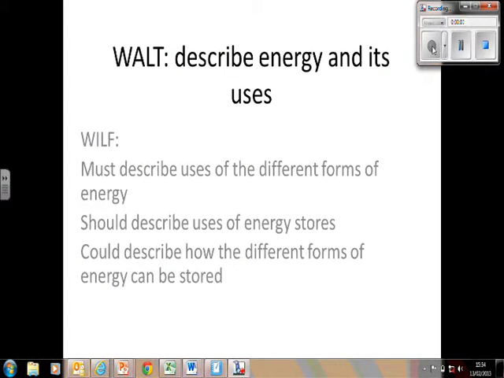First video homework lesson. You are going to be looking at describing energy and its uses. Please make sure you write down the WOT, look in the WILF and see if you can find 3 key words. By the end of today's session, you must be able to describe uses of different forms of energy. You should be able to describe different uses of energy stores, and you could describe how the different forms of energy can be stored.